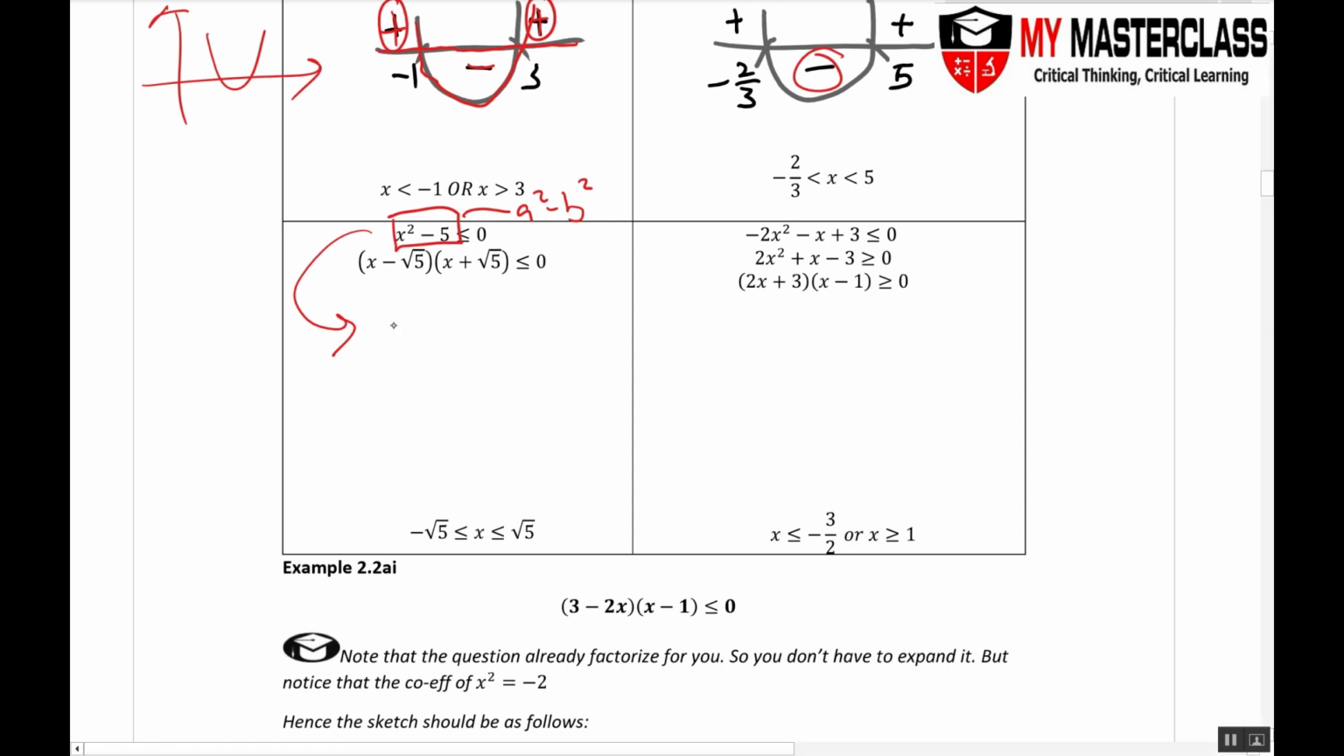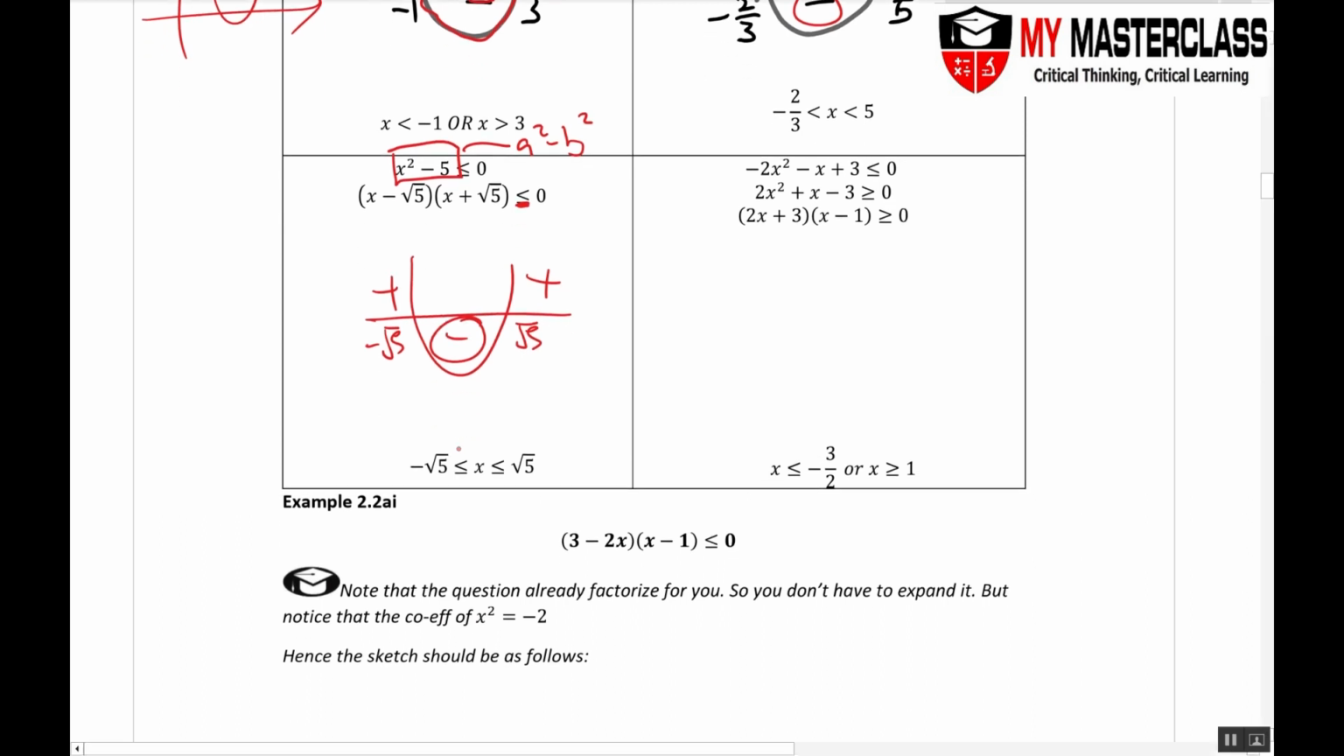If I were to draw out the curve, because my x squared is already positive, it's a smiley curve. Plus, minus, plus. Your two roots are negative square root 5 and positive square root 5. Less than or equal to 0, you are taking the negative region. So you circle the negative region, which means I am looking at a range: more than something and less than something. But because there is the equal sign here, when I write my solutions I must have the equal sign.